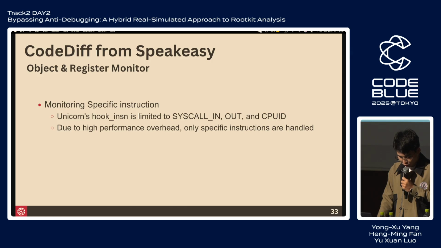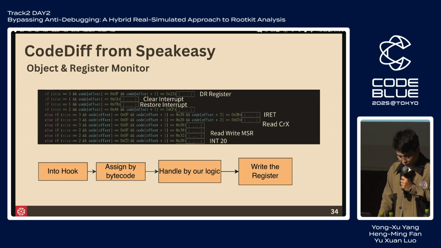But monitoring special instructions is stricter, since Unicorn's instruction hook is limited to just a few instructions like syscall and CPUID. So for everything else, we built a global hook. When our emulator is about to execute a special instruction, our hook steps in. It handles the logic, records the action, and then manually advances the RIP to continue execution. This approach gives us a complete picture of what the driver is doing.